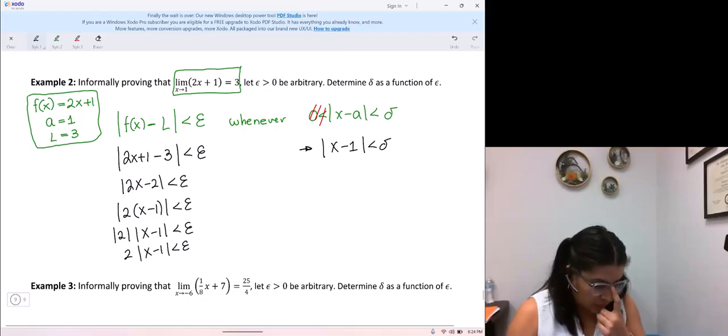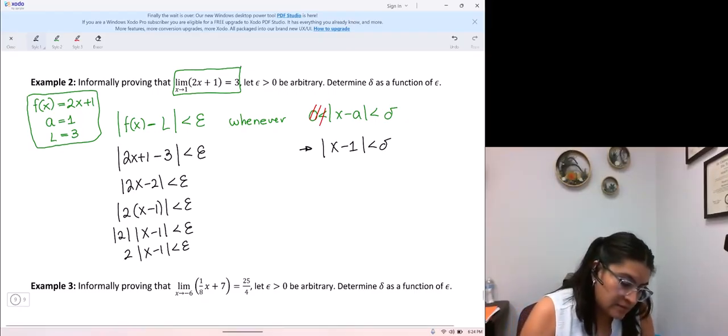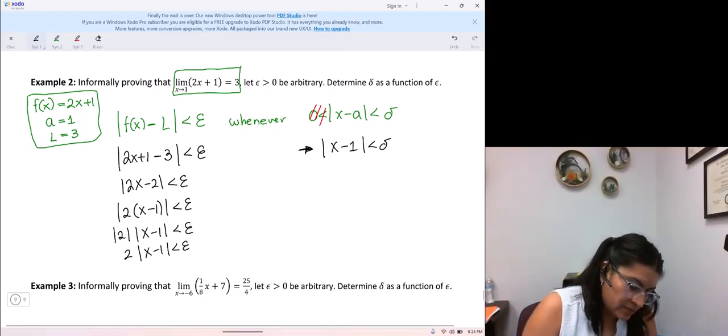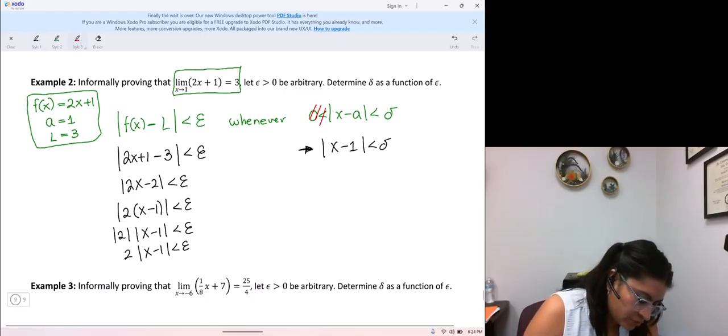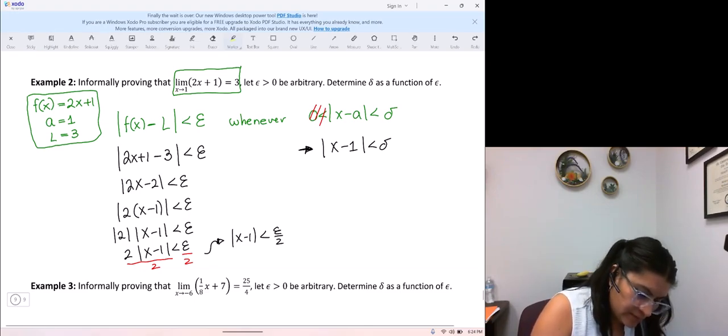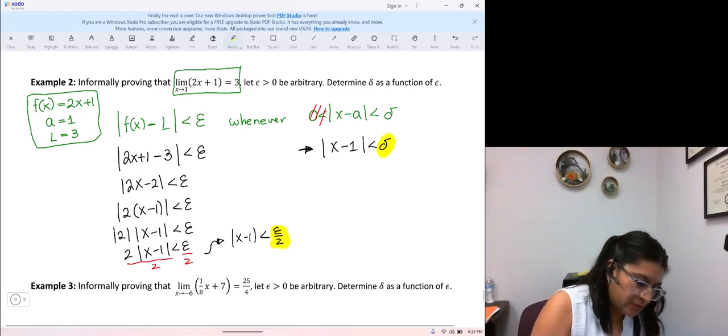And so I want to make it look like this other inequality. So I just need to divide everything by 2. And so see how the absolute value of x minus 1 is less than epsilon divided by 2. We say that delta is equal to epsilon divided by 2.